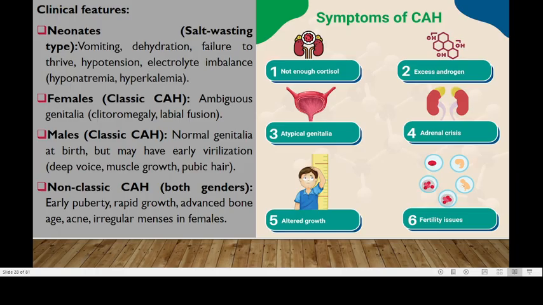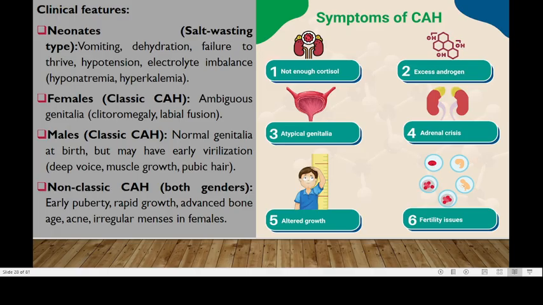For the classic features, we have the neonates, where we have the salt wasting type. Patient presents with vomiting, dehydration, failure to thrive, hypotension, electrolyte imbalance. For the females with the classic congenital adrenal hyperplasia, we have ambiguous genitalia. For the males, we have normal genitalia at birth, but may have early virilization, that is deep voice, muscle growth, and pubic hair.